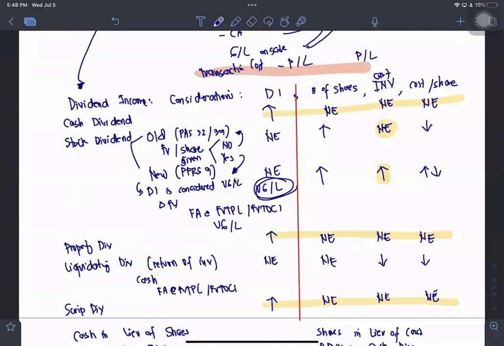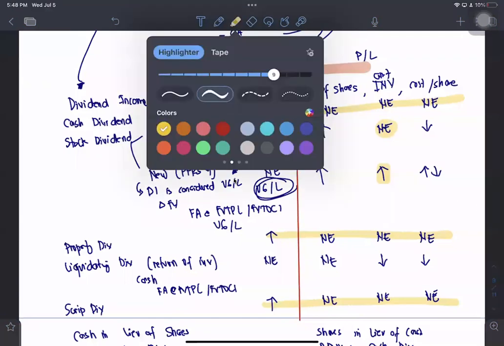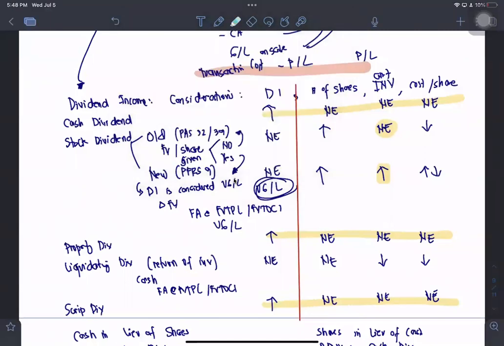So kung papansinin ninyo yung naka-yellow na highlight, pag naapektuhan yung dividend income, yung iba hindi naapektuhan. Pero i-highlight naman natin ng the blue. Pag naapektuhan or pag hindi naapektuhan yung dividend income, pwedeng maapektuhan yung iba. Pero there is a chance that all of this will be affected.